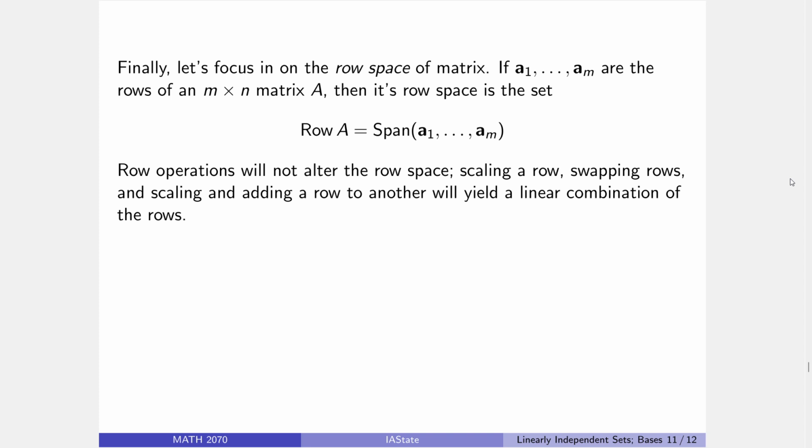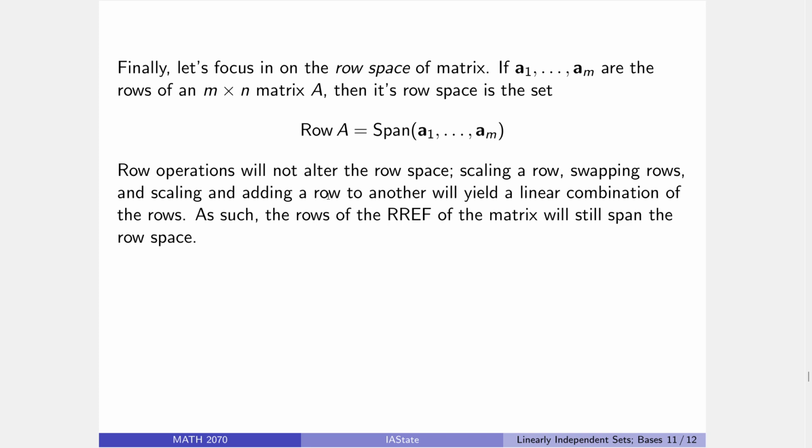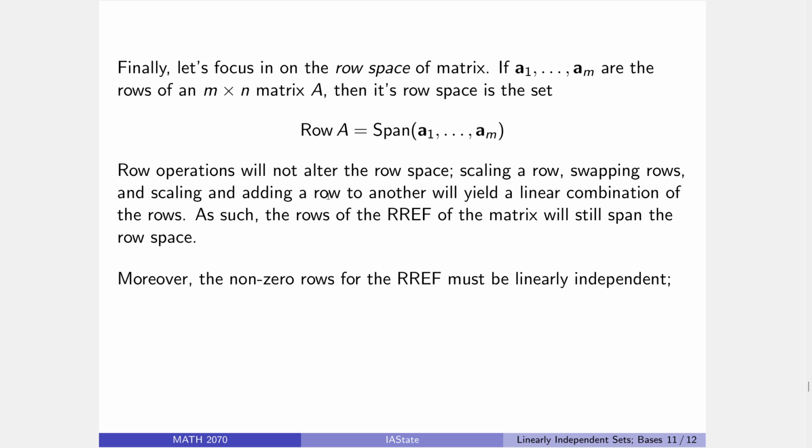Scaling a row, swapping rows, and scaling and adding a row to another are literally just linear combinations of rows. You scale a row, you've introduced the scalar linear combo. Swapping rows, you've just moved them around. That's a linear combo, a boring one, you didn't do anything, but it's still a linear combo. And scaling and adding a row is literally a linear combo. So row operations do not change the row space. As such, whatever the rows of your reduced row echelon form matrix are, they're still going to span the original space, because the row operations do not affect the row space.